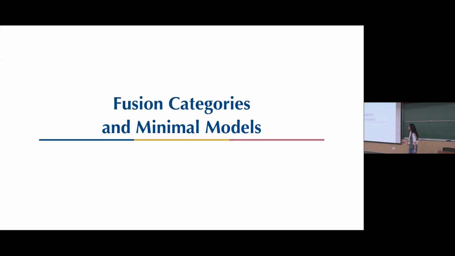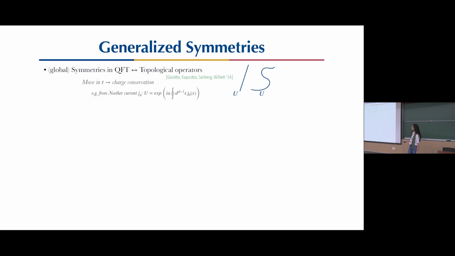So starting with the first part, generalized symmetries. So the modern notion of what symmetries are in QFT is that they are given by topological operators. That is, operators that you can move freely in spacetime. And in particular, if you move them in time, it gives you the charge conservation you know well.